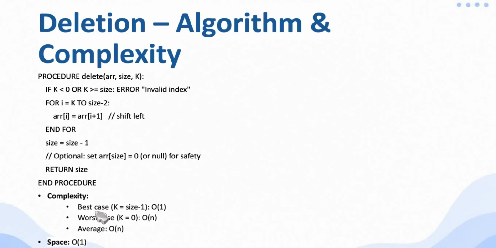And the complexities are, the best case: if you delete at the end, if k equals size minus 1, you don't need to shift, right? It becomes O(1), right? In the worst case, if it is at the beginning, you have to shift n elements, right? So the complexity becomes O(n), right?